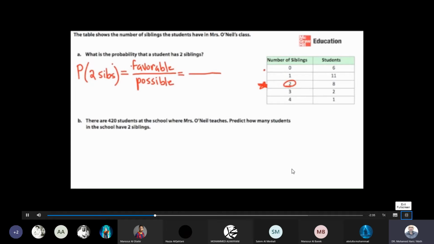Alrighty, how many students do have 2 siblings? The table is telling us that that number is 8. And what's the total number possible of students? Let's come over here and do the addition. 6 plus 11 plus 8 plus 2 plus 1 is 28. So that's our denominator. So the probability of having 2 siblings in Mrs. O'Neill's class is 8/28, or if we divide numerator and denominator by 4 to simplify, we get the fraction 2/7, or the probability of 2/7. So we've answered part A.